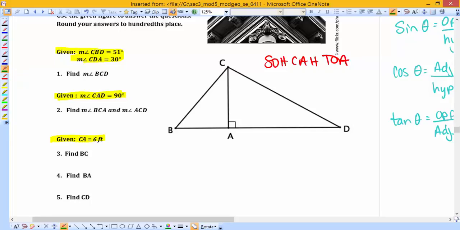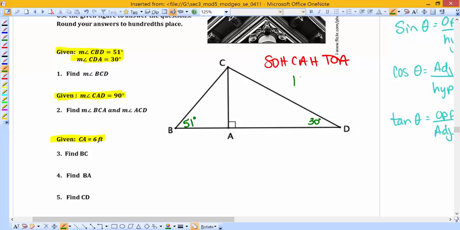So I'm going to take that given information and put it into my triangle. Angle CBD is 51 degrees. CBD means if I were to draw from C to B to D, it's that angle right here. So CBD is 51 degrees. CDA, C to D to A, that's this angle. So that angle is 30 degrees. From there, I can find the rest of my angle measures.